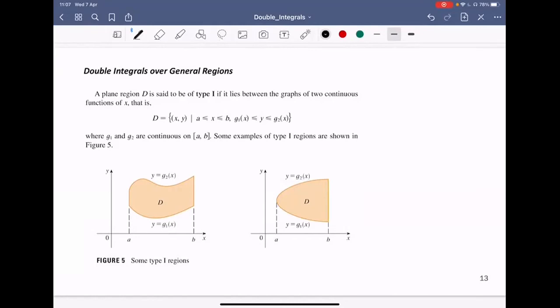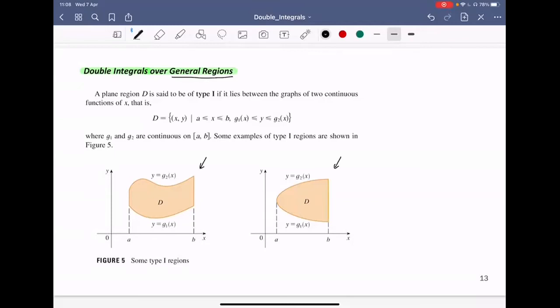Because what we are going to learn next is how to do integration on general regions. When I say general region, it means it doesn't have to be a rectangle. It can be any shape you like. It could be like Figure 5 here, something like that or something like that, or it could be something more complicated.